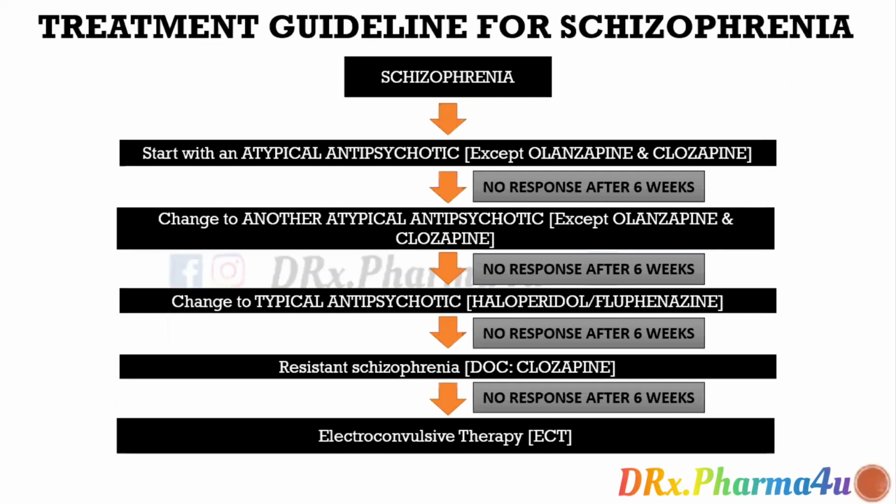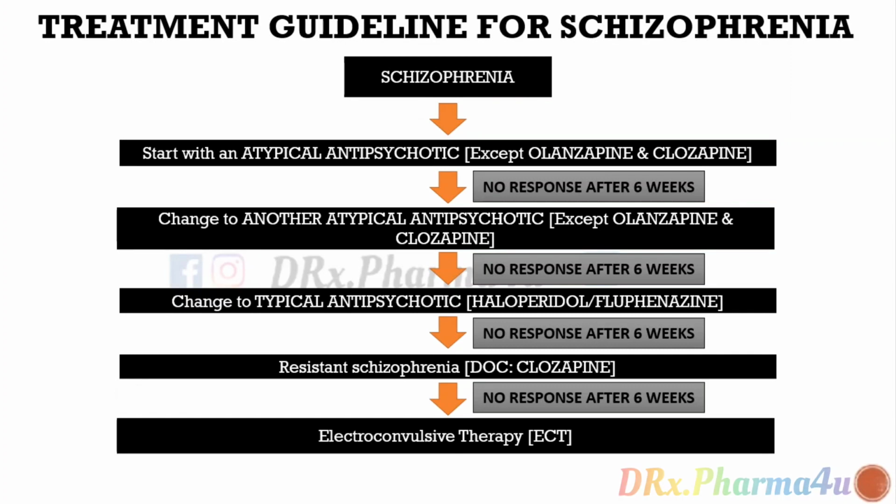Now we come to the treatment guideline for schizophrenia. If a person is diagnosed with schizophrenia, what are the things that we need to do? If a patient is diagnosed with schizophrenia, we usually start with atypical antipsychotics. The reason for starting atypical is that the side effects of atypical are much more tolerable in comparison to typical antipsychotics. Obviously, it is not that atypical are very safe. They also have their own list of problems, but still it is quite tolerable and quite manageable in the long run in comparison to typical antipsychotics.